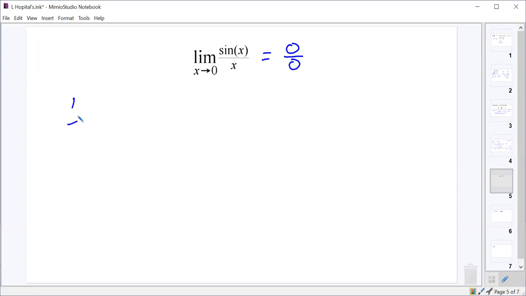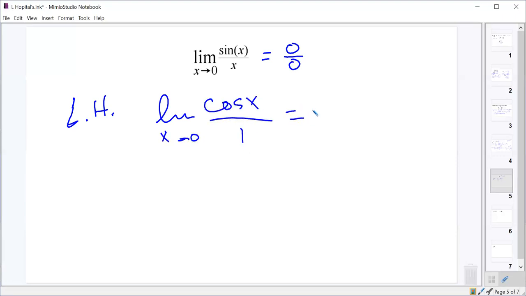So now we'll just use L'Hopital's rule. And we'll see that this just becomes the limit as x approaches 0 of cosine x over 1, which is just cosine of 0 or 1 over 1. Much easier that way. True? Yes, much easier that way. Any questions on that?